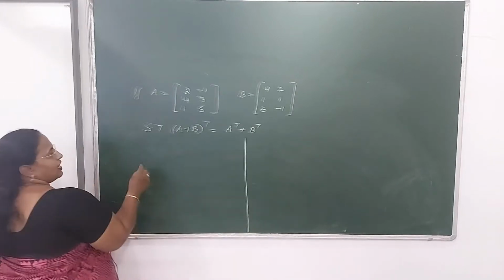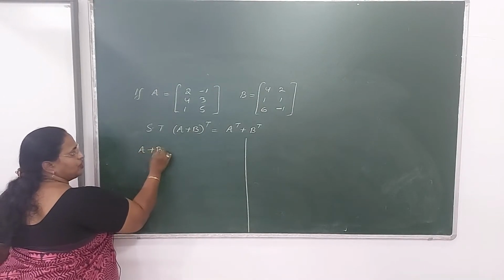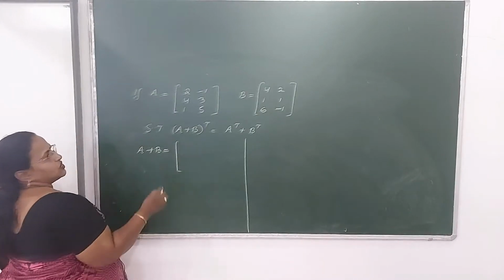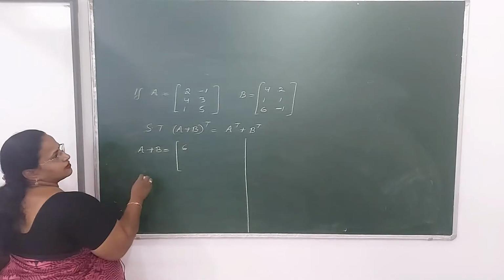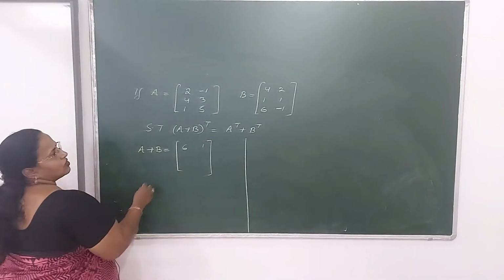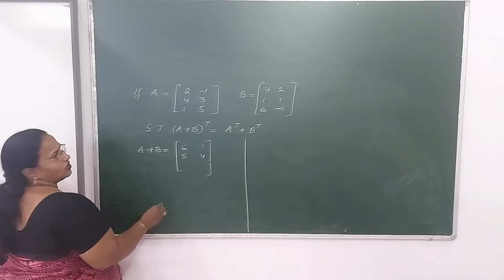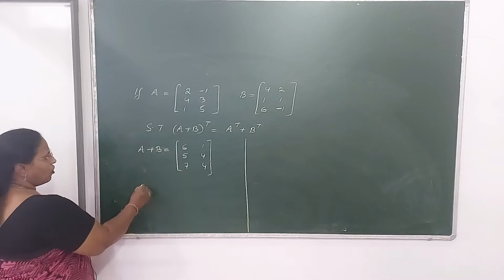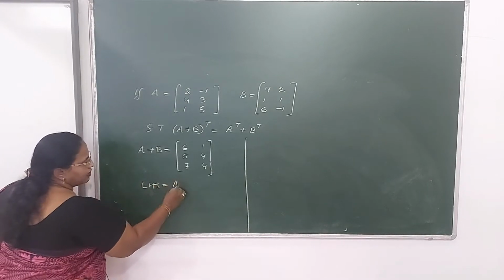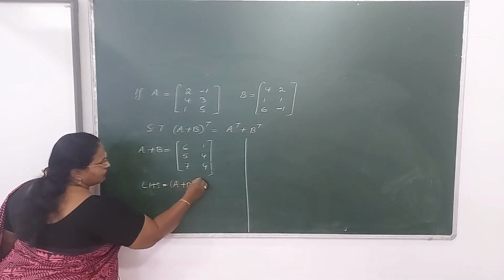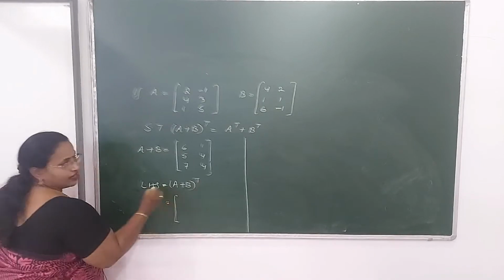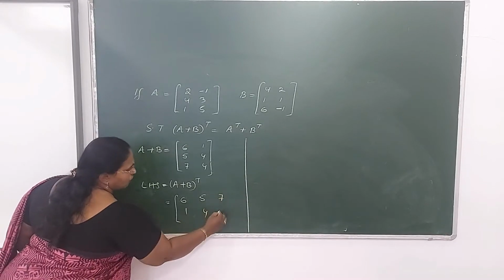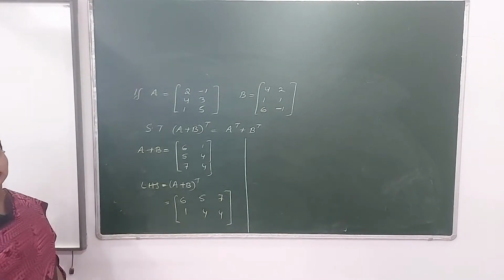So for the left hand side, first of all you need to find the value of A plus B, add it. So it's coming 2 plus 4, 6, 1, 5, 4, 7, 4. Now for LHS, you have to get the transpose of this. So write down the transpose. So this will give 6, 1, 5; 4, 7, 4. So this is the left hand side.